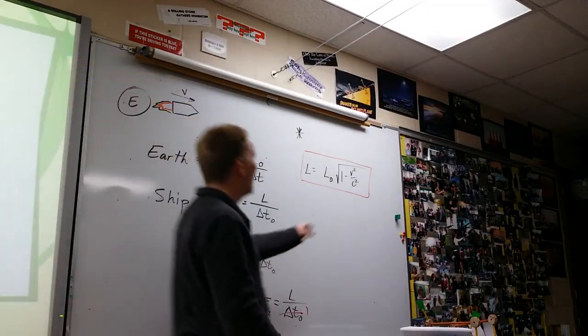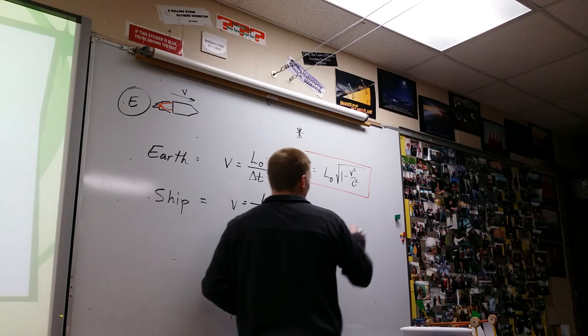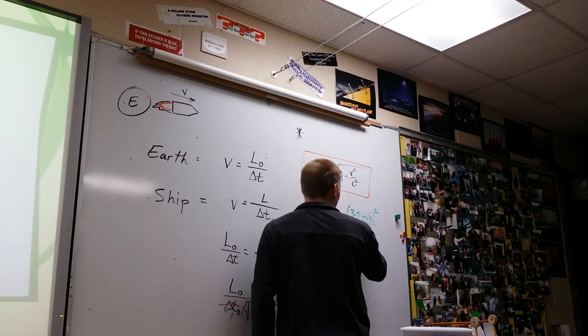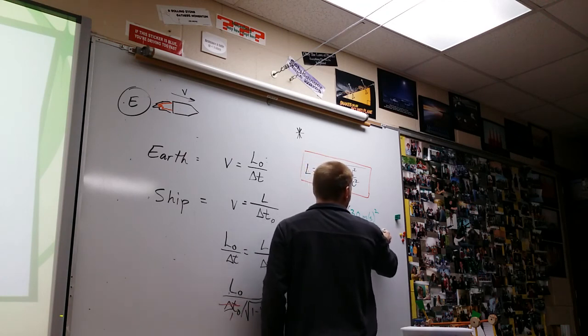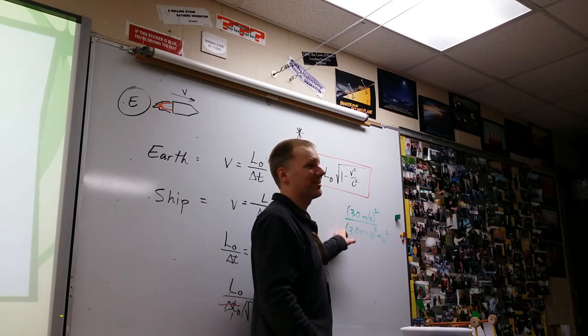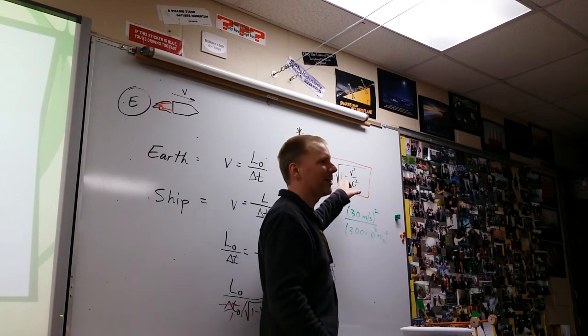If you're traveling in your car, your velocity is probably on the order of 20 to 30 meters per second. So v squared would be (30 meters per second) squared, divided by the square of the speed of light, 3.00 times 10 to the 8, squared. That is really close to 0, right there. So 1 minus it is really close to 1. The square root of that is also really close to 1.